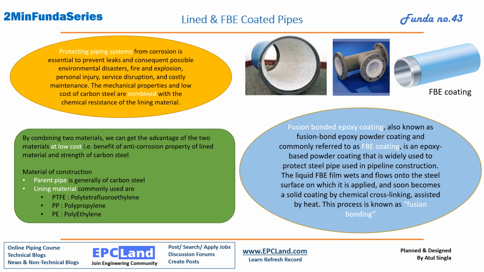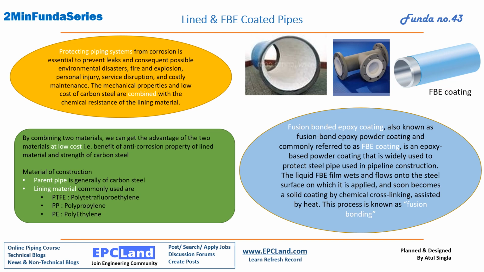Okay, what we are having is a parent pipe which is carbon steel, then lining. Based on metallurgy and carbon process, we get these three recommendations: PTFE, PP and PE. This is the material which is used as a lining material in carbon steel. In fittings also we can do a similar arrangement. These are internal piping, internal coating. At the same time we are having FBE coating with us, which is externally coated.